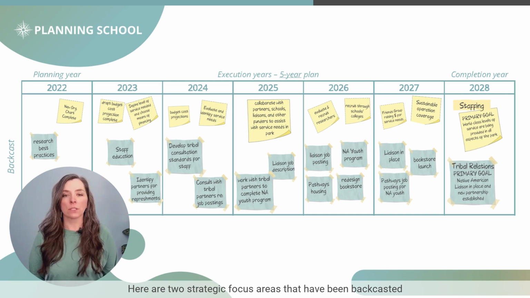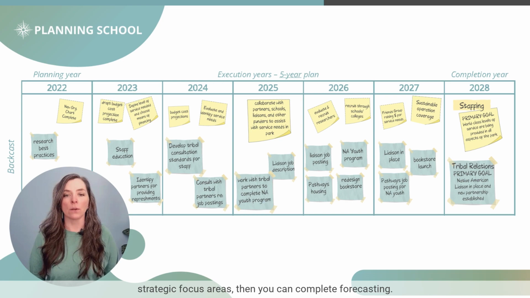Here are 2 strategic focus areas that have been backcasted and then put together into one visual representation. Each strategic focus area is its own color. If you have 5 strategic focus areas, you'll have 5 colors. Once you've completed backcasting for all of your strategic focus areas, then you can complete forecasting.